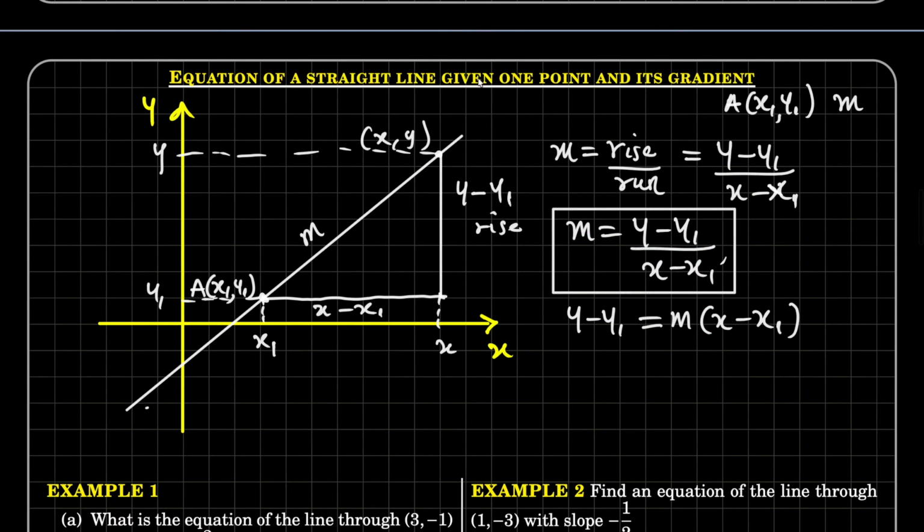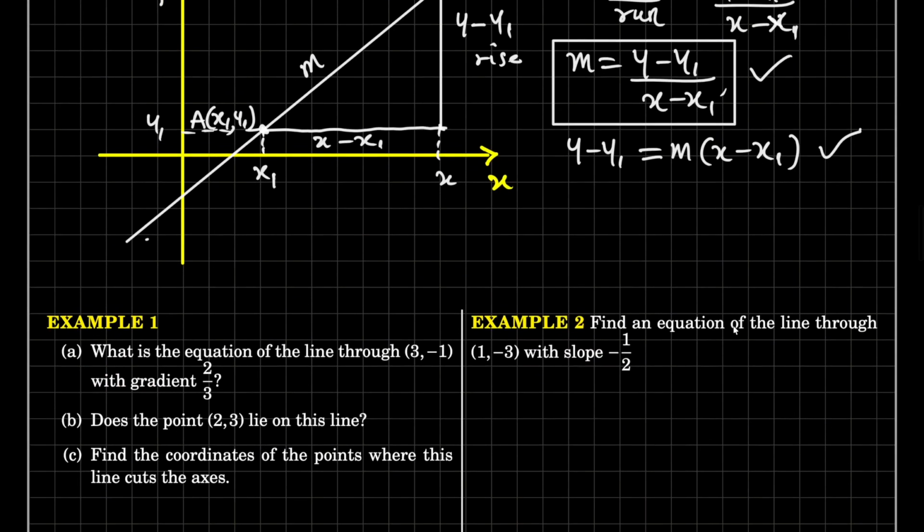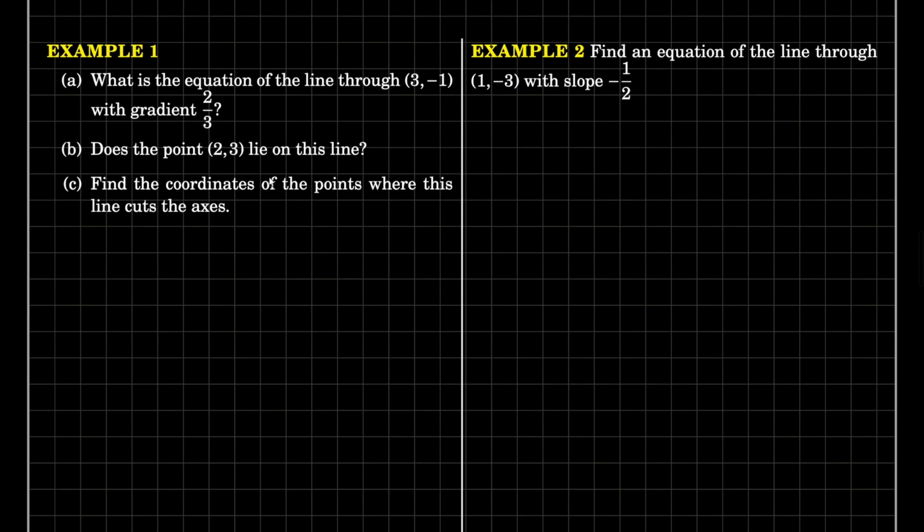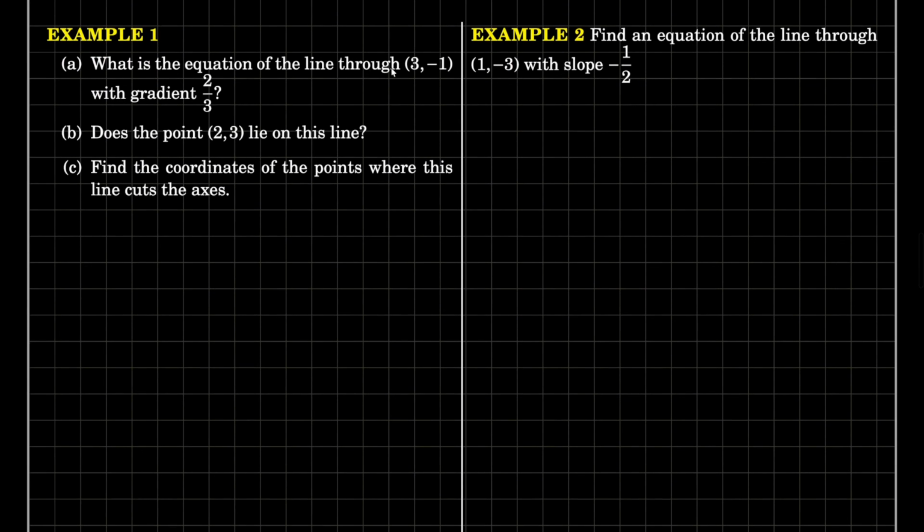So anytime you are trying to find the equation of a straight line given 1 point and the gradient, you can use this or you can use this. But I want to believe that it is easier to recall this than this. So let's quickly apply that. Let's look at example 1. What is the equation of a line through this angle?